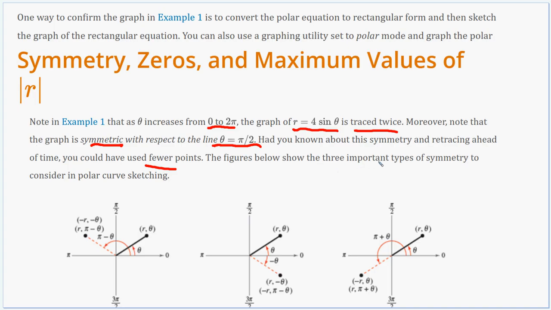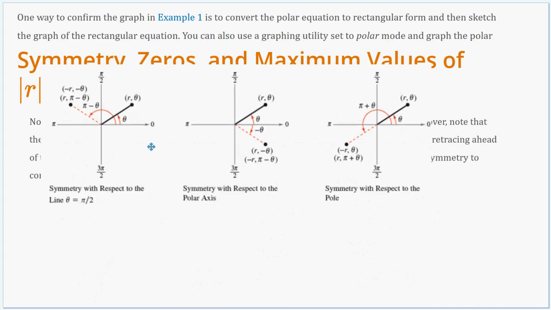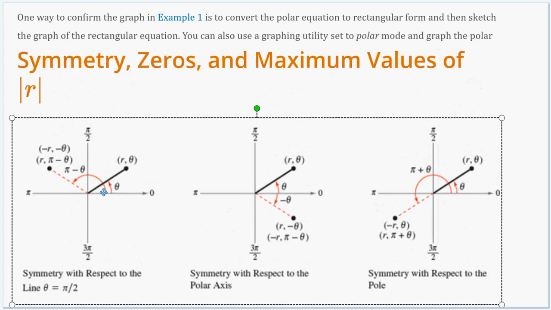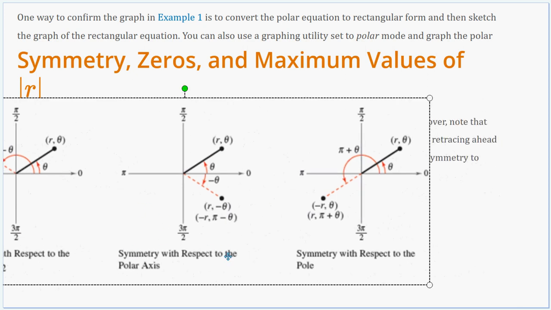The figures below show 3 important types of symmetry to consider when sketching polar curves. So the first one we saw in example 1, symmetry with respect to the line pi over 2. They do it this way: our trig function with theta in it would be the same if we change our r to negative and our theta to negative. Symmetric about the polar axis, or the positive x-axis. We saw that in the practice problem here. R of negative theta is the same as negative r of pi minus theta. And then we could have symmetry to the pole. Remember, the origin is the pole, so we would jump straight across the pole.